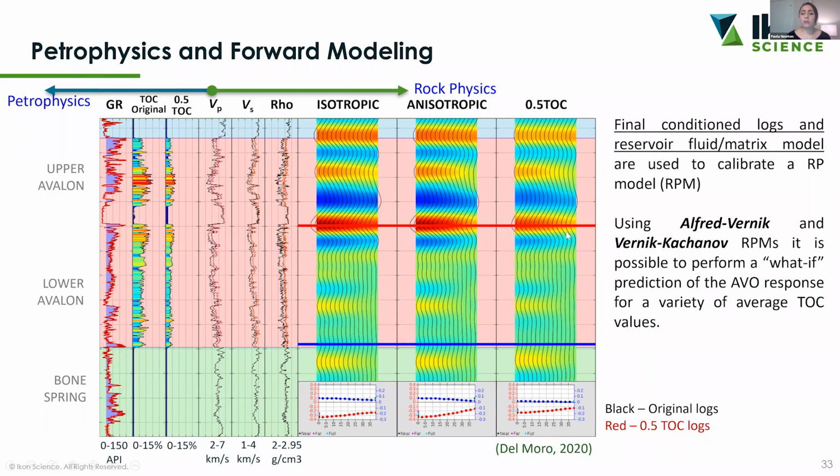But most importantly, let's say we don't have wells, all the wells are at the same average, or some wells are at one average TOC and some others are not. So what the rock physicist wants to know is, what if that TOC changes? Or is the change that we're seeing in the seismic attributed to a TOC change? You can play both ways.